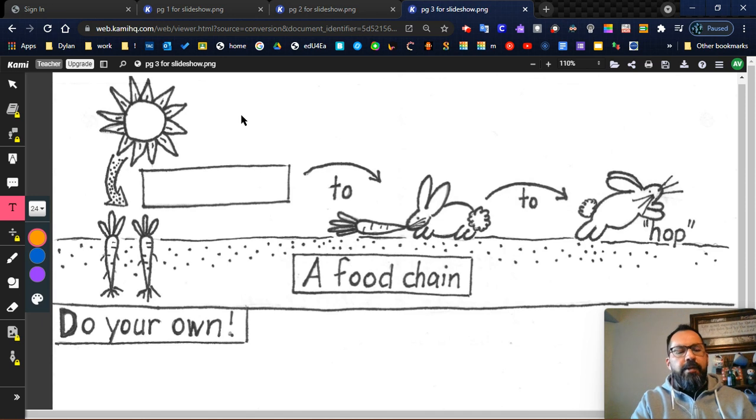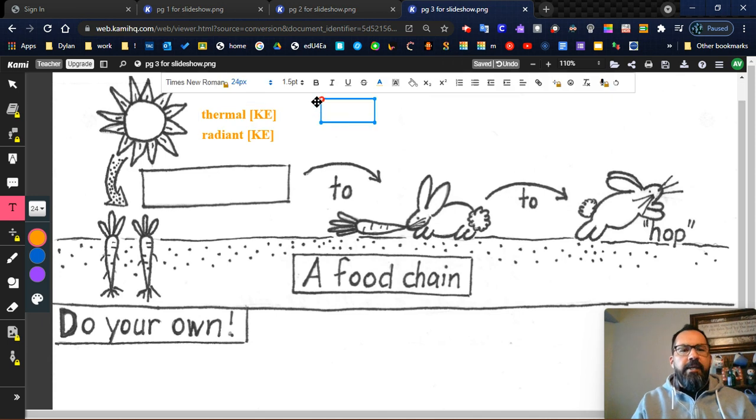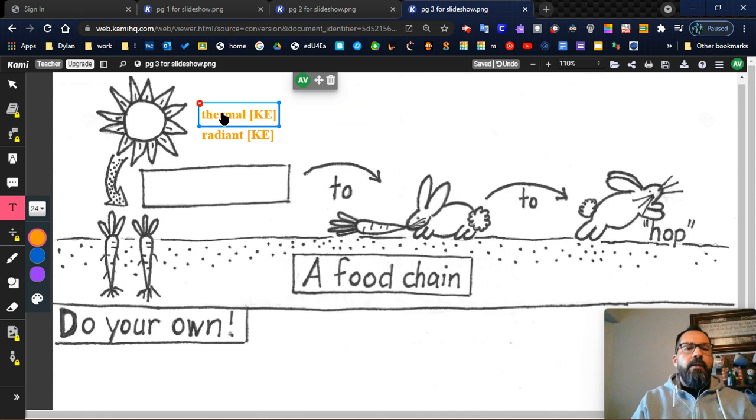Those two forms of energy are going to be thermal energy and radiant energy. That's going to be the heat from the sun that keeps our planet warm, not too warm, but warm enough that there's life. And then radiant energy is the light that comes down to our planet and can help plants to grow.